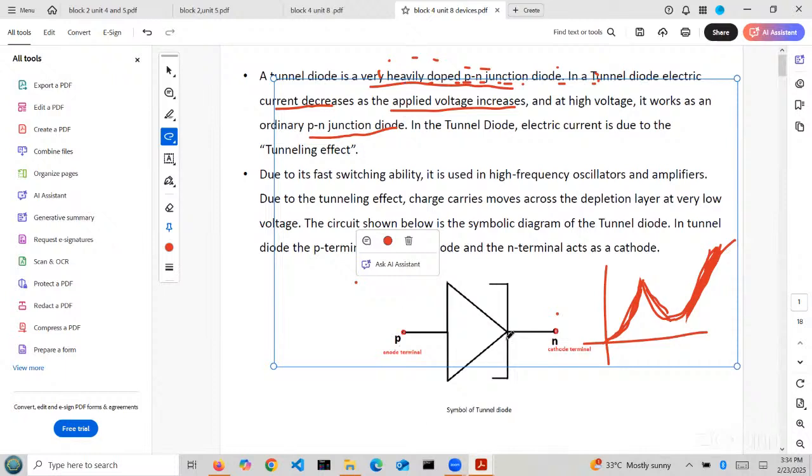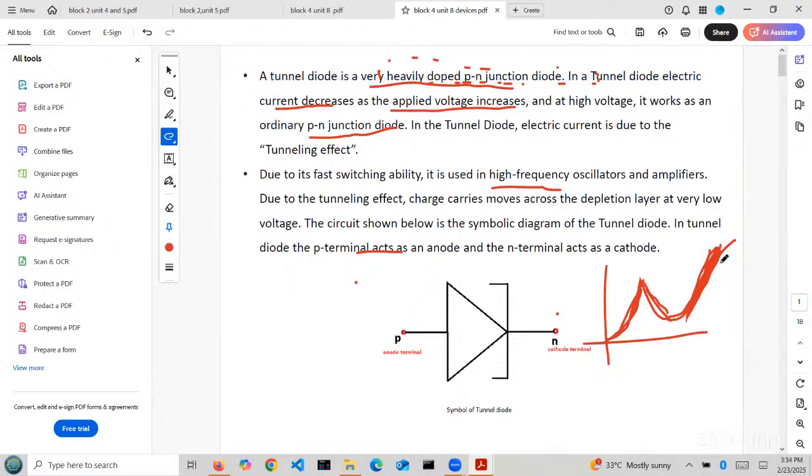Due to fast switching and use in high frequency oscillators and amplifiers, we do heavy doping. Due to the tunneling effect, charge carriers move across the depletion region. For a small voltage, they easily move from the P junction to the N junction and from the N junction to the P junction. In this diagram, the P terminal acts as the anode and the N terminal acts as the cathode.